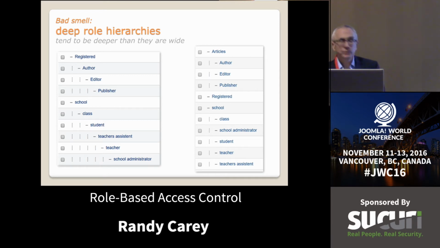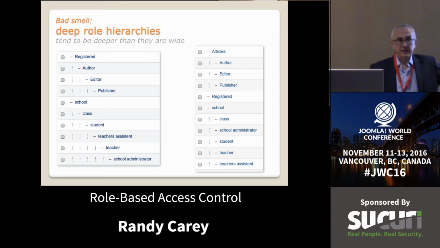Do you really, really, really want to have this long cascading totem pole? I find that the best role-based configurations are when it's flatter. You don't have too many levels down. It's more wide, more sibling groups.